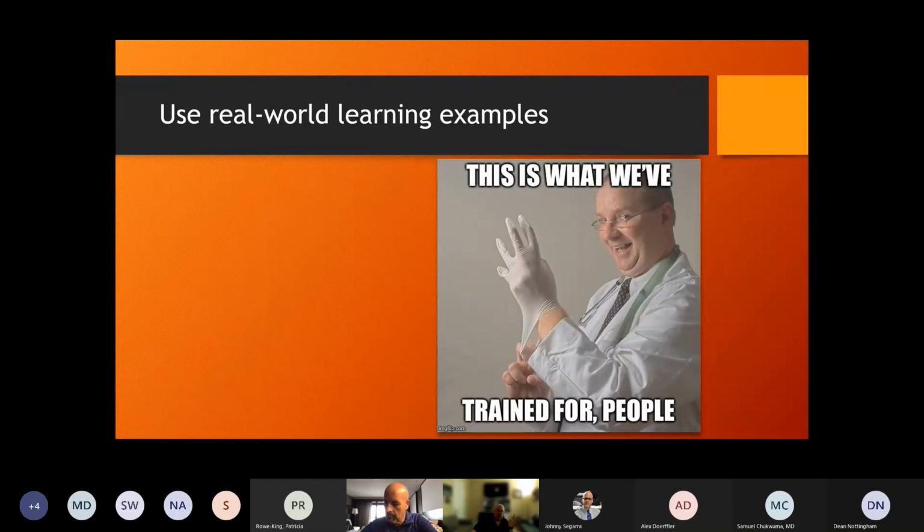Use real world learning examples. It always seems that when we deal with something in didactics, it comes up the next shift or two. At least it does for me. And probably part of that is because it's on the forefront of our mind. But when we have these real world examples, go back to that didactic learning, go back to what we've talked about, go back to the other examples and build on it.